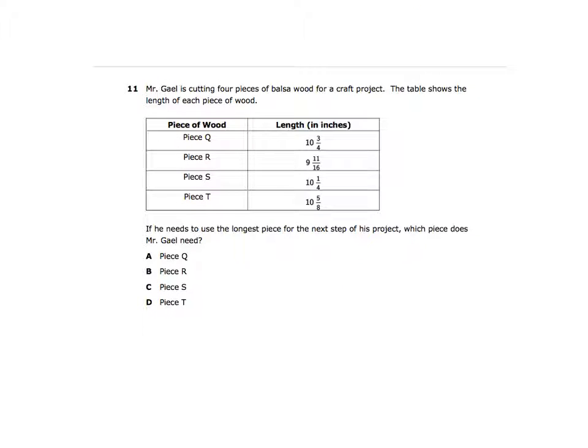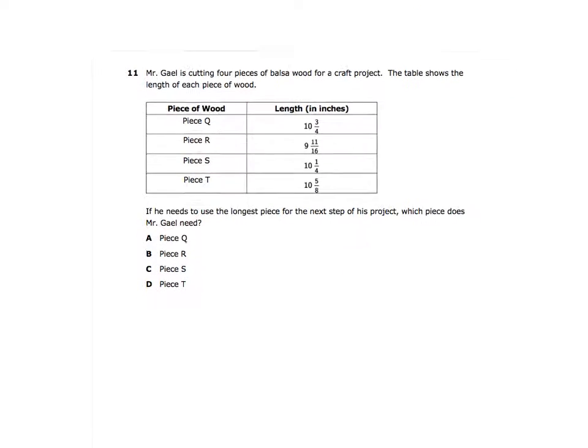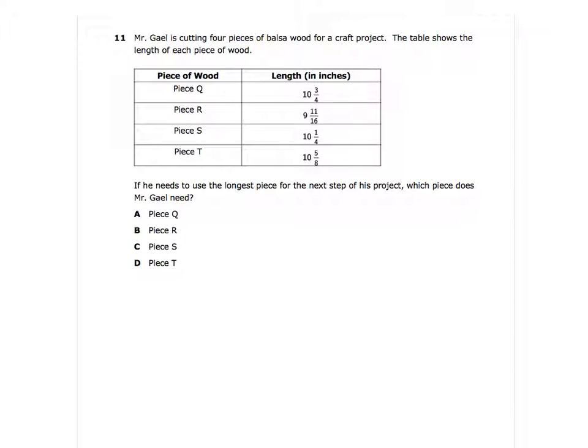Number 11, Mr. Gael is cutting 4 pieces of balsa wood for a craft project. The table shows the length of each piece of wood. If he needs to use the longest piece for the next step of his project, which piece does Mr. Gael need? So let's go ahead and we're looking for the longest piece. So that's the one with the greatest value.